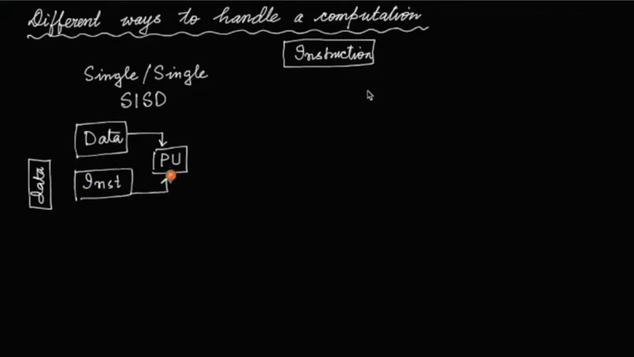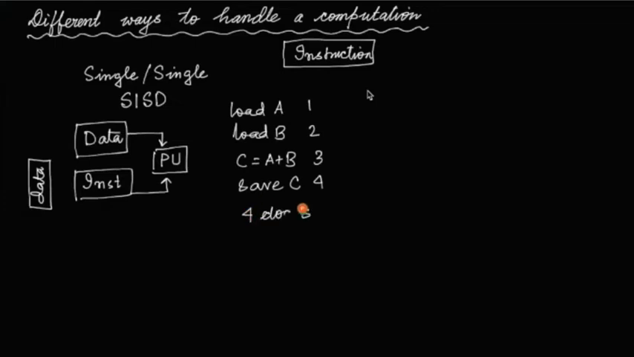So let's look at the previous example. So I had load A, load B, C equals A plus B, and then save C, right? So how many clock cycles will be required for this program to run? So 1, 2, 3, 4. I have 4 instructions. It will require 4 clock cycles.